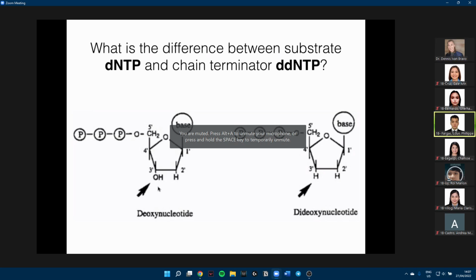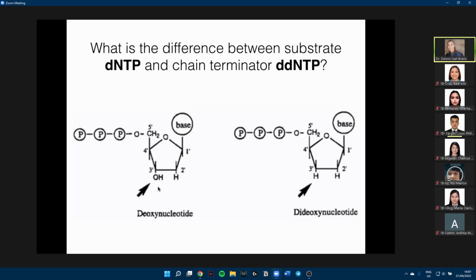Is the 3' hydroxyl group an absolute requirement? Yes, because it's the target for phosphodiester bond formation. If there is no 3' hydroxyl group, there is no target for phosphodiester bond formation. So if this is the one incorporated into the growing chain, it terminates further growth. Wala nang kakabitan.